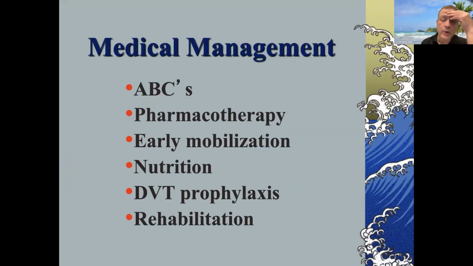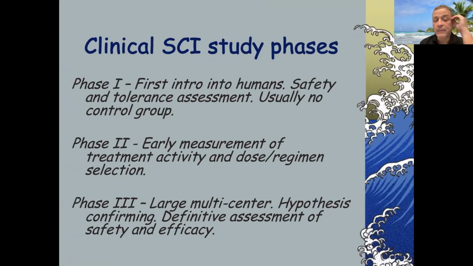The premise for medical management is basically ABCs: airway, breathing, circulation. If you have someone who's hypotensive or hypoxic, in addition to their spinal cord injury or their brain injury for that matter, things are going to go badly. You're going to promote secondary injury. We're going to talk about pharmacotherapy, mobilization, nutrition, DVT prophylaxis, and rehabilitation. And just keep in mind that all of these treatments may or may not have undergone phase 1, phase 2, or phase 3 studies to prove their efficacy.